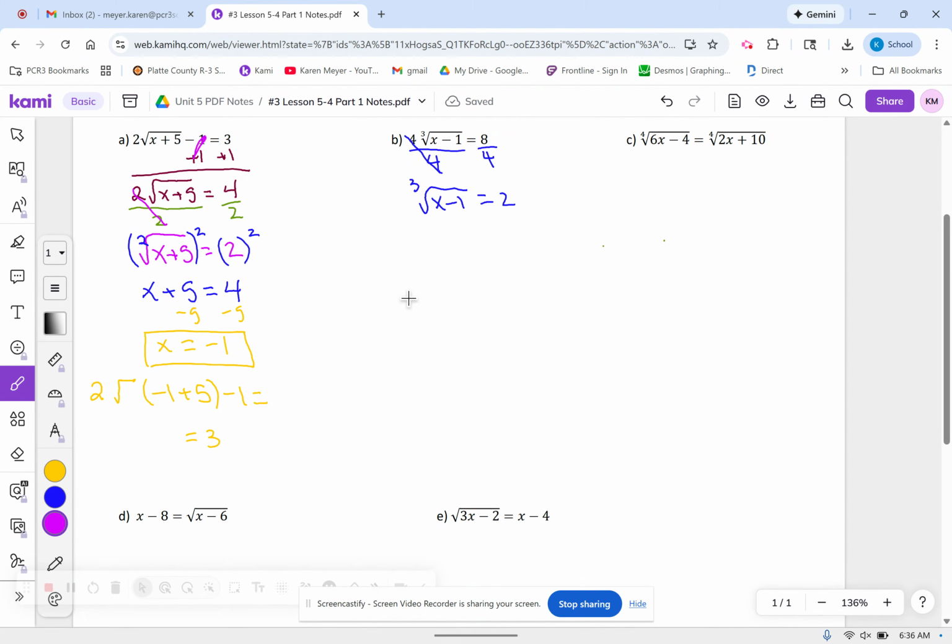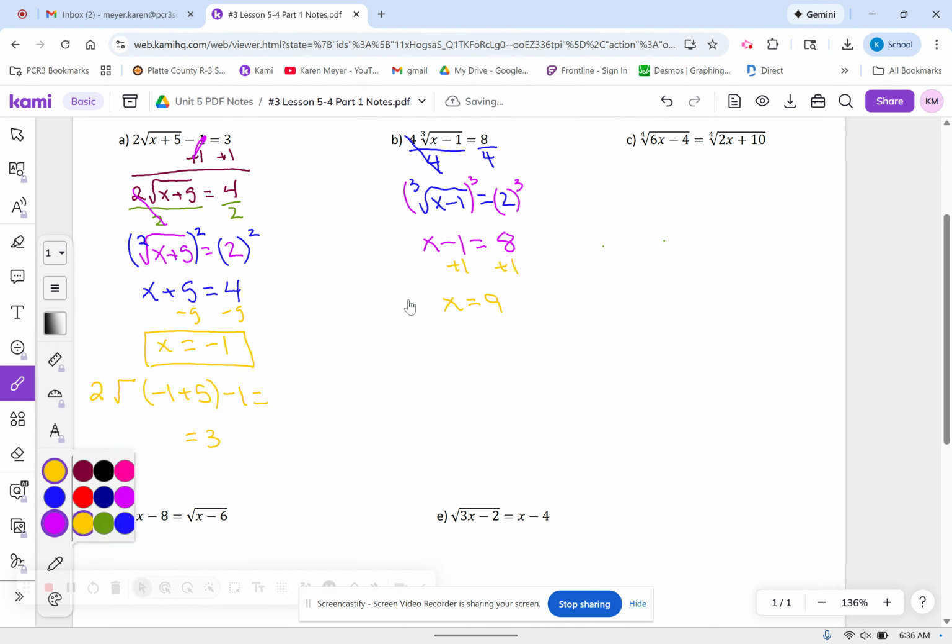And then to get rid of a third root, I look, my index number is 3. So that means I'm going to do a power of 3 to both sides. So then I have x minus 1 equals, and then remember on your calculator you can do 2, caret key, 3, which gives you 8. And then you're going to add the 1 over, and 8 plus 1 is 9.